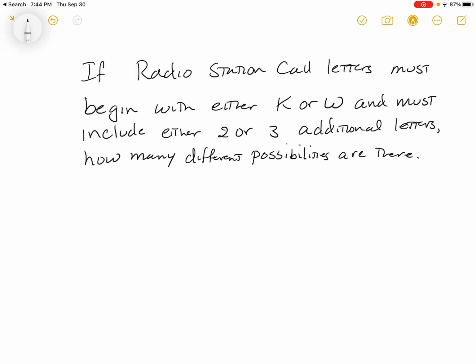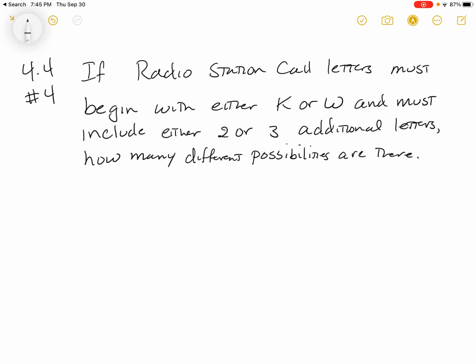All right, we had a question that we wanted to address out of the 4.4 homework, and this is number 4. And I think it's the same for everybody. The problem says if a radio station's call letters must begin with either a K or W and must include either 2 or 3 additional letters, how many different possibilities are there?